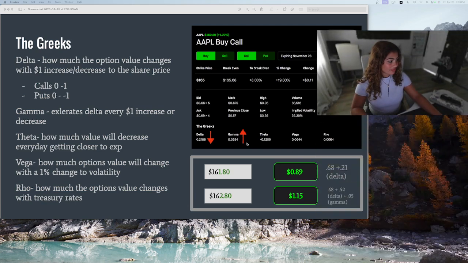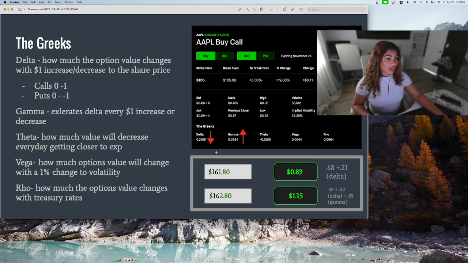The gamma is 0.5. So if we have an 89-cent contract and then it goes up another dollar after that to 162.80, you're going to get another $21 delta and a $5 gamma. Okay? And what happens is that gamma is added onto the delta. So your delta after 162.80 would be 26 cents. And your gamma would start to go down. It'll probably be at 4 or 3, whatever it is.